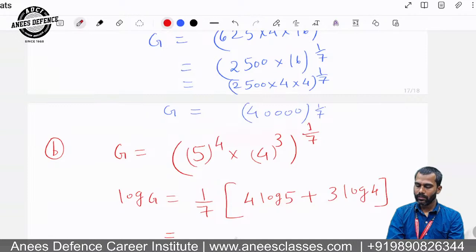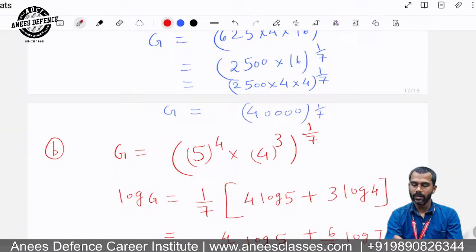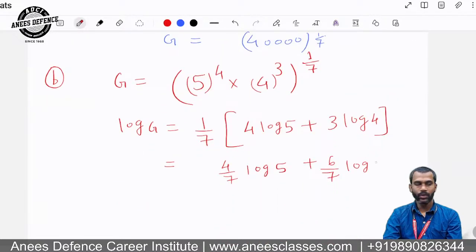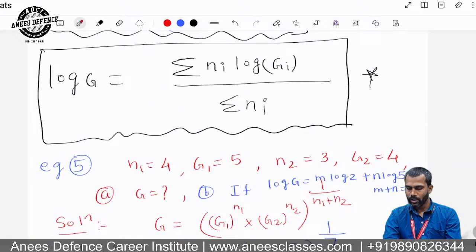So now I can write 4 by 7 log 5. This log 4 can be written as 2 log 2, so this becomes 6 by 7 log 2. As I have to compare with m log 2 plus n log 5, it is equal to m log 2 plus n log 5.